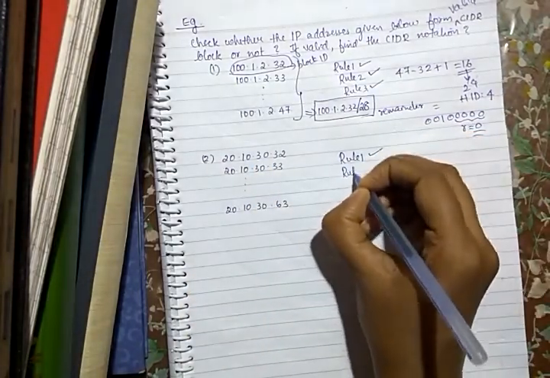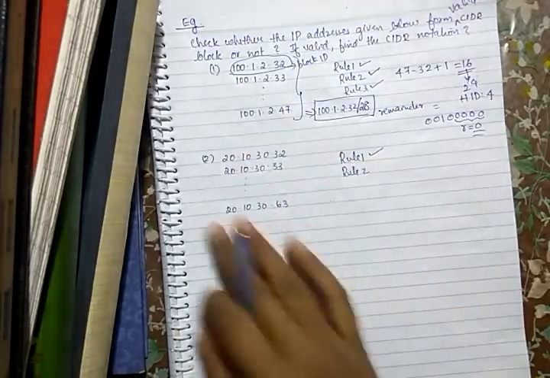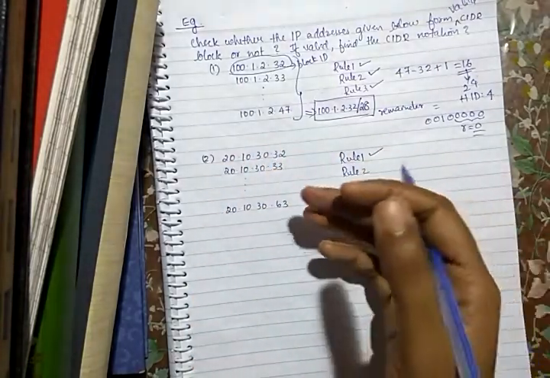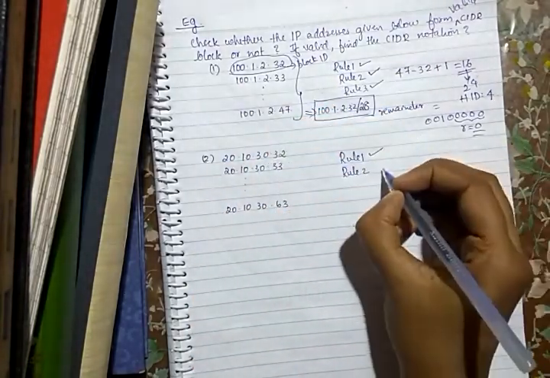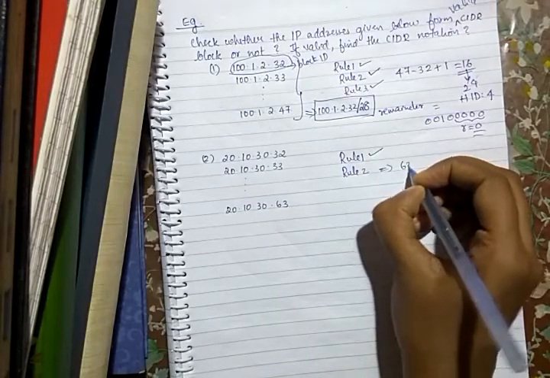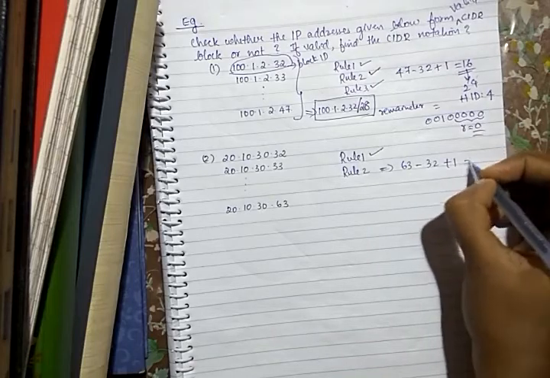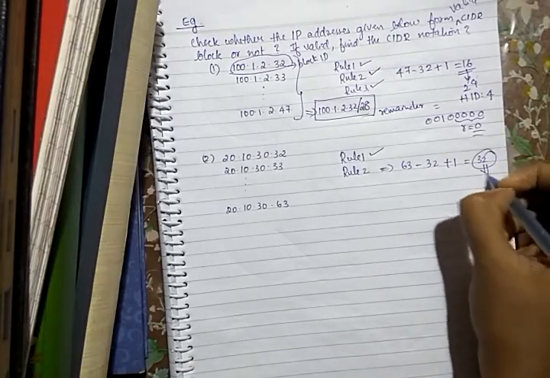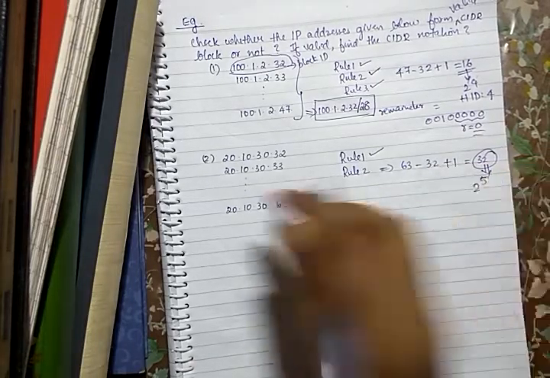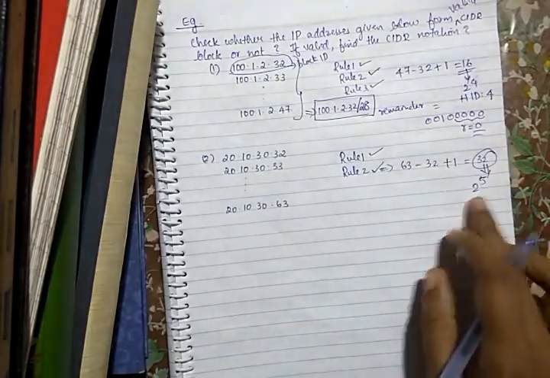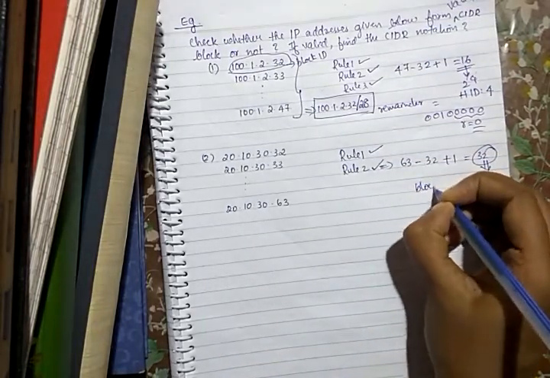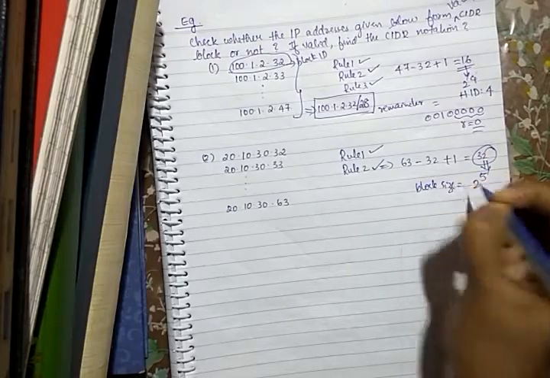Now what about rule 2? Rule 2 says that the total size of the block has to be some 2 raised to k. How many addresses are there in this block? We have 63 minus 32, plus 1, right? So there are 32 addresses, and this 32 is nothing but 2 raised to 5. That is, rule 2 is also fine. So block size is 2 raised to 5.